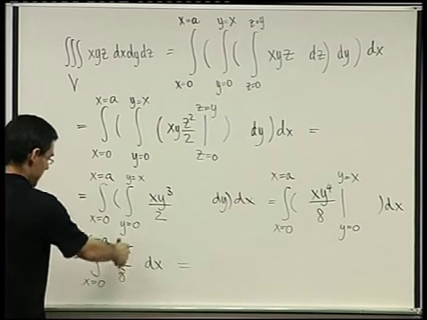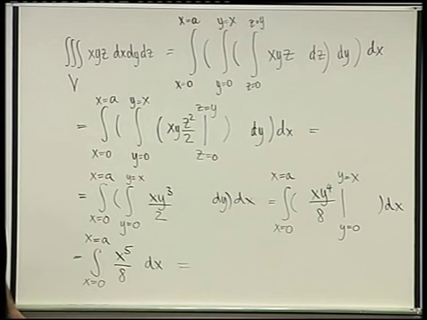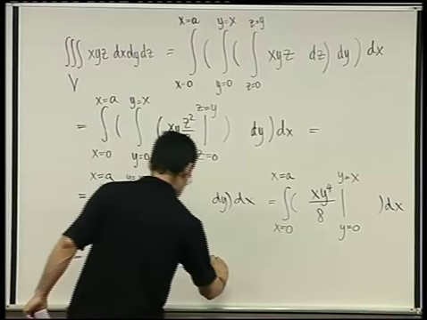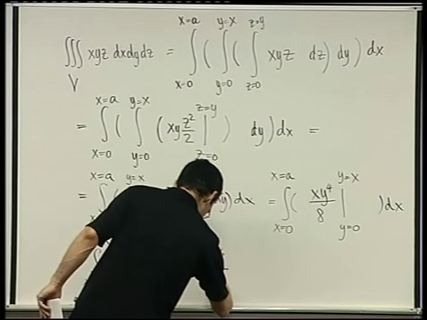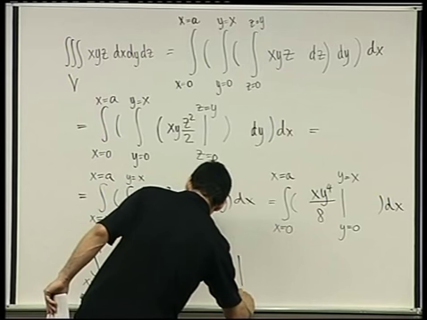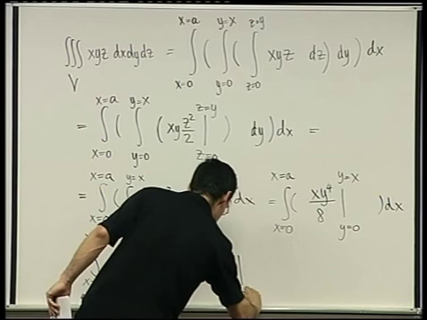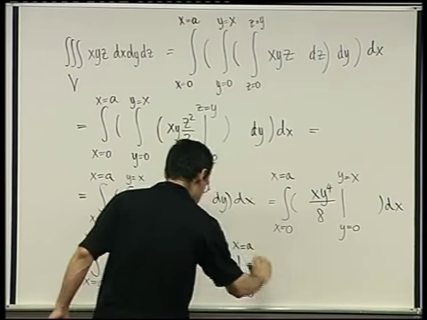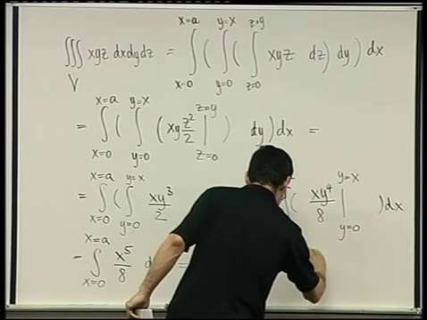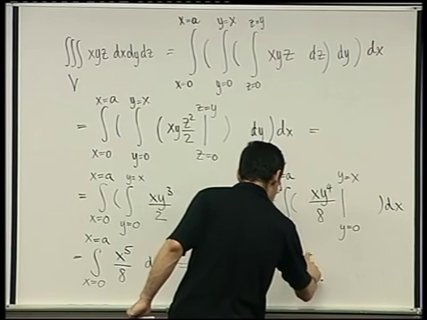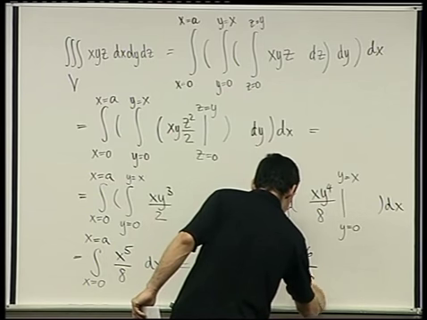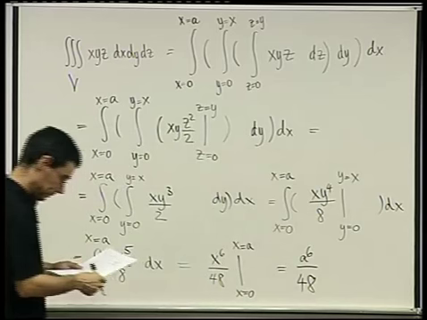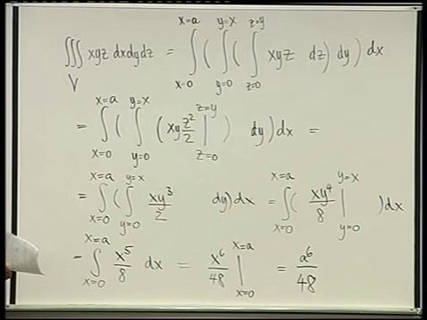Good. What's the antiderivative of x to the power 5? Right, so it's x to the power 6 over 6 times 8, which is 48, evaluated between x equals 0 and x equals a, and the final answer is a to the power 6 divided by 48. Questions?